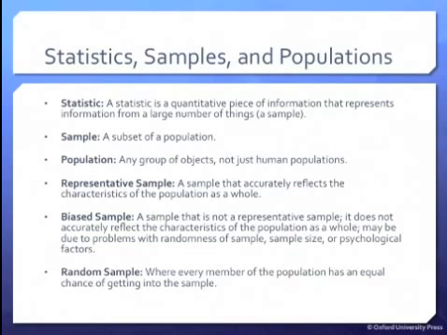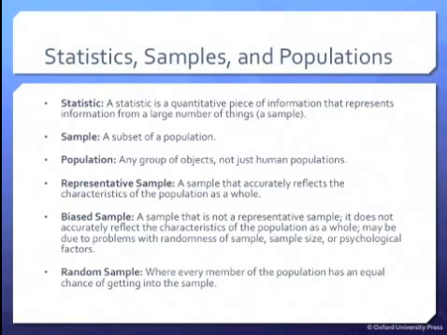When inferences are made about entire populations based on a sample of that population, we want to make sure that the sample is representative in order to ensure that the inference is strong. A representative sample is a sample that accurately reflects the characteristics of that population as a whole. If a sample is not representative, we refer to it as a biased sample. A biased sample is a sample that is not a representative sample. It does not accurately reflect the characteristics of the population as a whole.